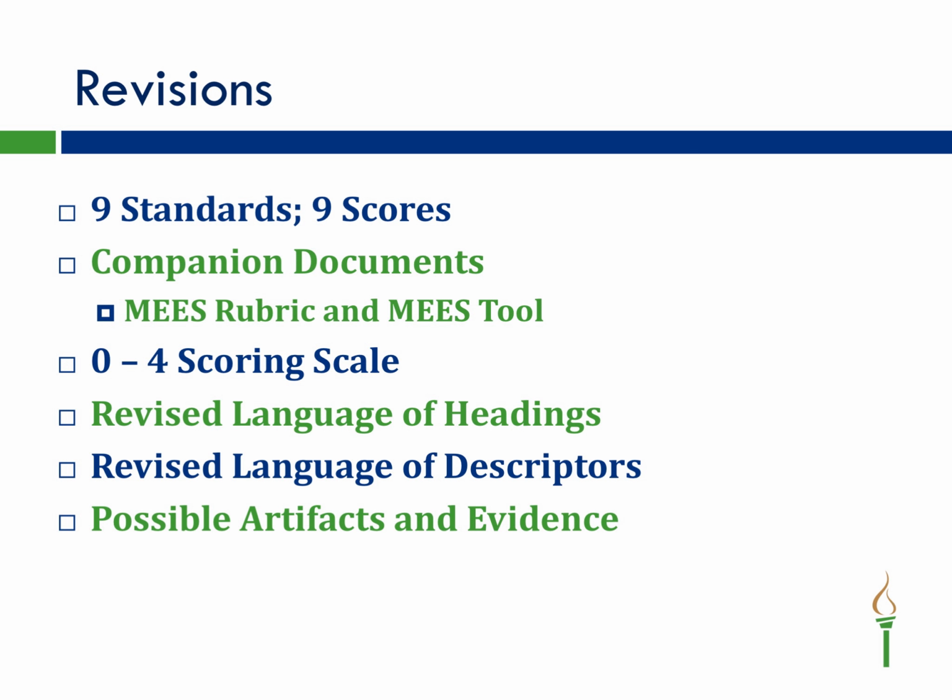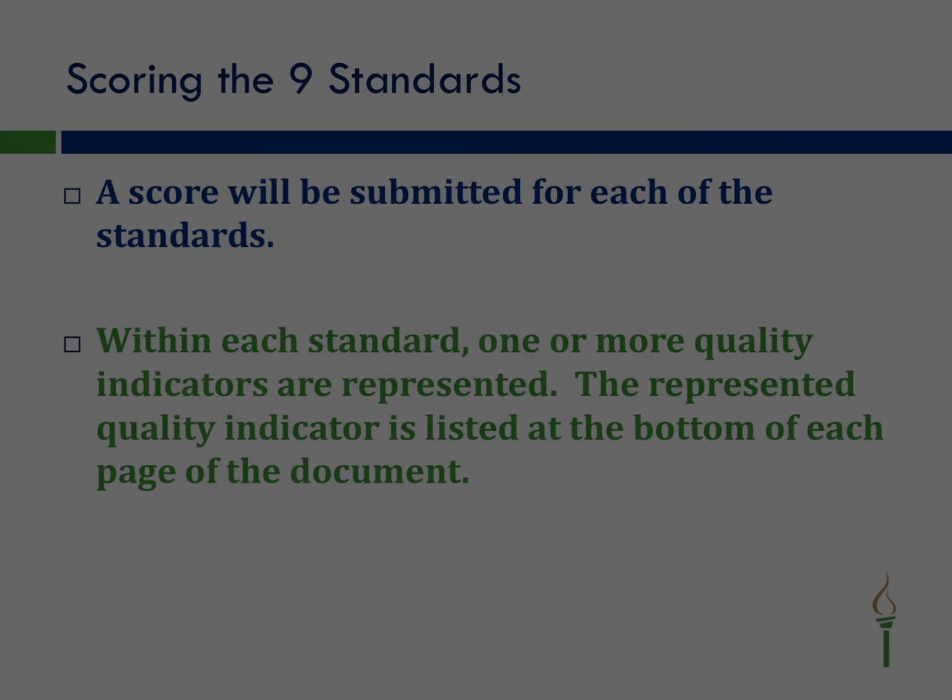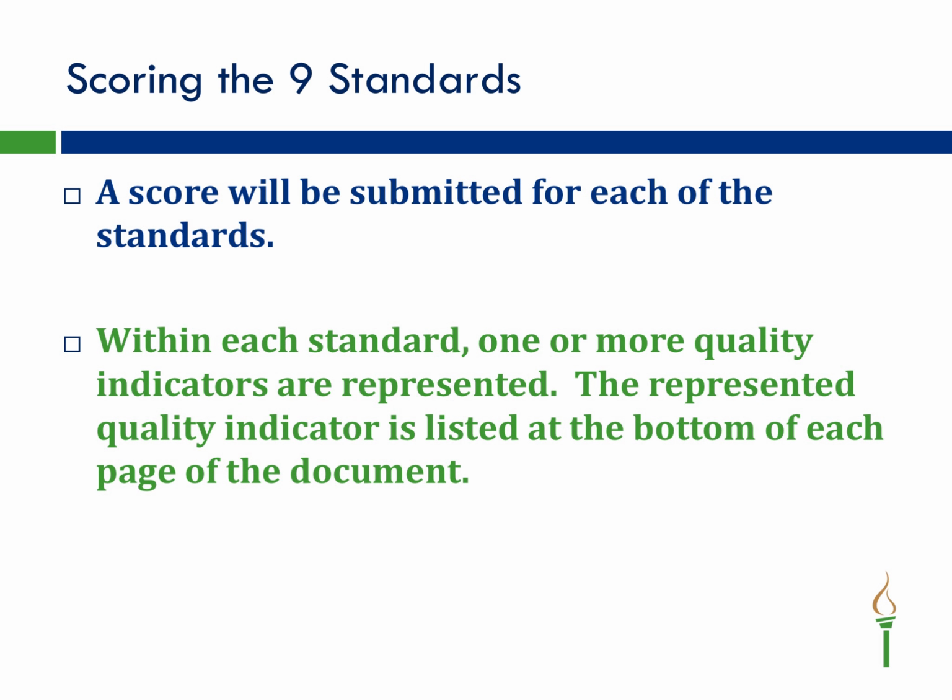Throughout this academic year, there have been several revisions to the MEES tool. In the next few slides, we will review 6 of the most significant changes. We have shifted from 16 quality indicators to a focus on the 9 standards. The representative quality indicators within each standard are listed at the bottom of each page as a reference.